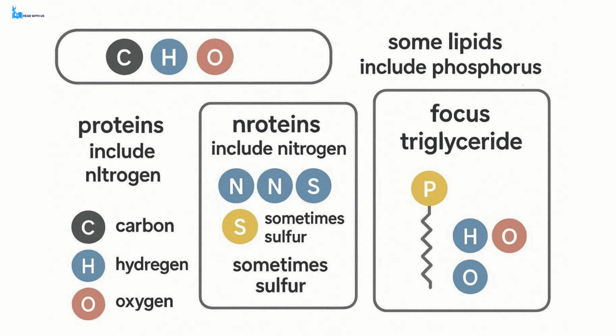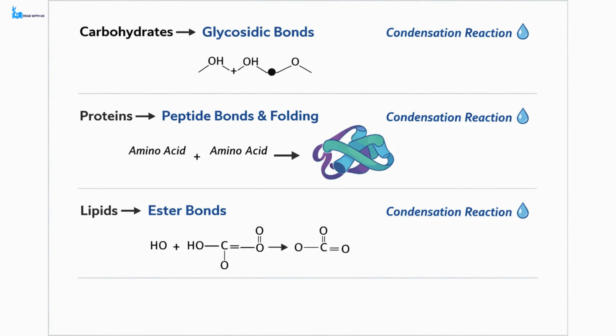the triglyceride structure. To summarize, carbohydrates are sugars linked by glycosidic bonds, proteins are amino acids linked by peptide bonds and folded into functional shapes, and lipids are glycerol plus three fatty acids linked by ester bonds, with each link made by a condensation reaction.